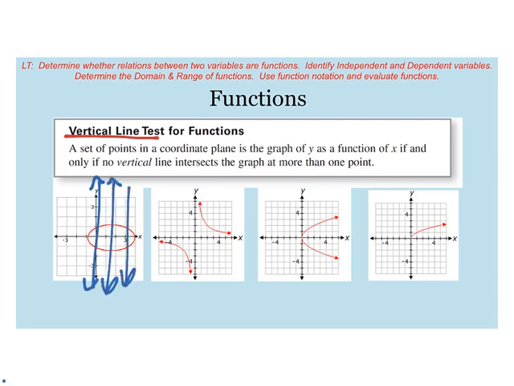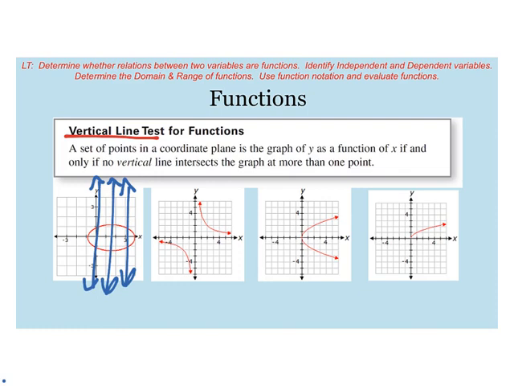if it hits that graph more than once, then it is not a function. If it intersects the graph more than once anywhere, then it is not a function. Okay? So then the converse of that statement would be if a vertical line does hit the graph at exactly one place at all times, then it is a function. Okay? So pause this video, jot this down in your notes, and go ahead and just do a rough sketch of these graphs as well for your notes.